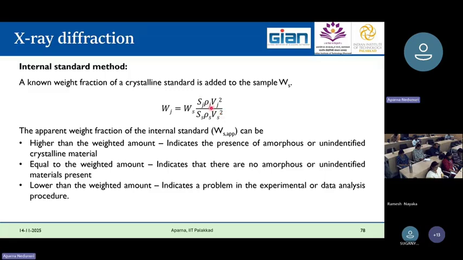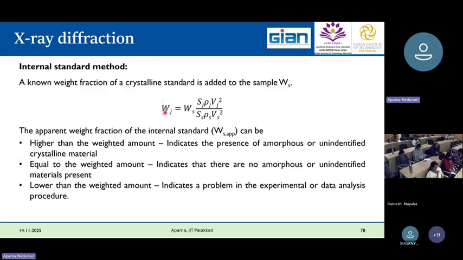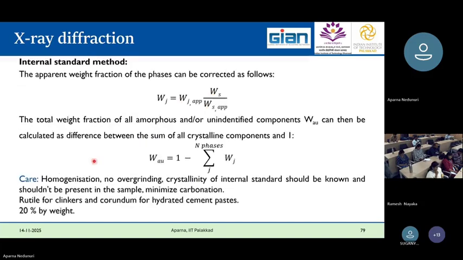Now we are dividing these two so that, like, you have Sj for one material, you have Ss for another material. Now we are dividing these two to eliminate K and mu. That is what we are doing. So here you'll get now Wj in terms of Ws. I know what is Ws, what is the weight fraction of internal standard I have added to the material. So once I know Ws, Sj, rho j, Vj, Ss, rho s, Vs, we can arrive at what is the Wj. So that is what is done over here totally.